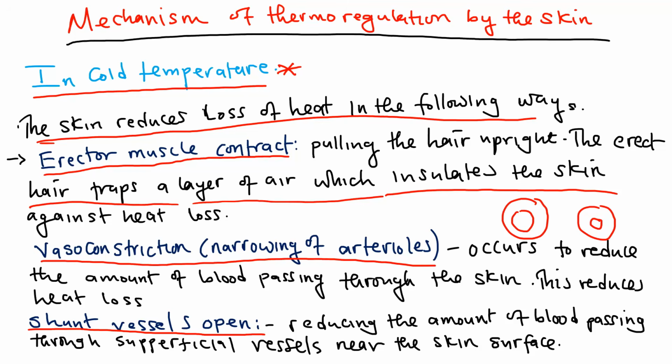So when the blood passes through the superficial vessel, it might lose heat. So it passes through the shunt vessels. The shunt vessels open, reducing the amount of blood passing through the superficial vessel near the skin. And this reduces heat loss, because the blood is not able to pass through near the skin. When the blood passes near the skin, heat might be lost from the blood.